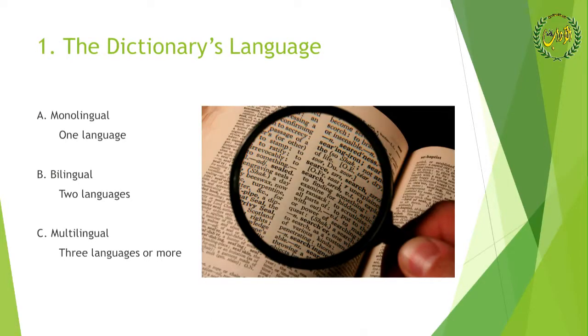The first property is the dictionary's language. According to this property, dictionaries are classified into 3 types: monolingual dictionaries, bilingual dictionaries, and multilingual dictionaries. This depends on how many languages we have in the dictionary. Do we have 1 language? In that case, it is monolingual. Do we have 2 languages? Then it is bilingual. Do we have 3 languages or more? In that case, it is multilingual.